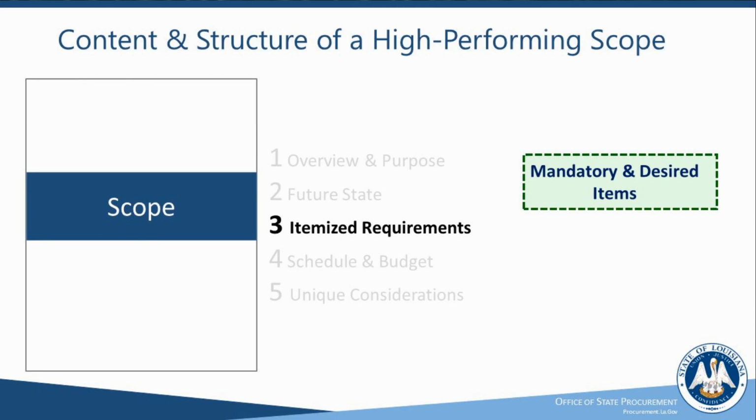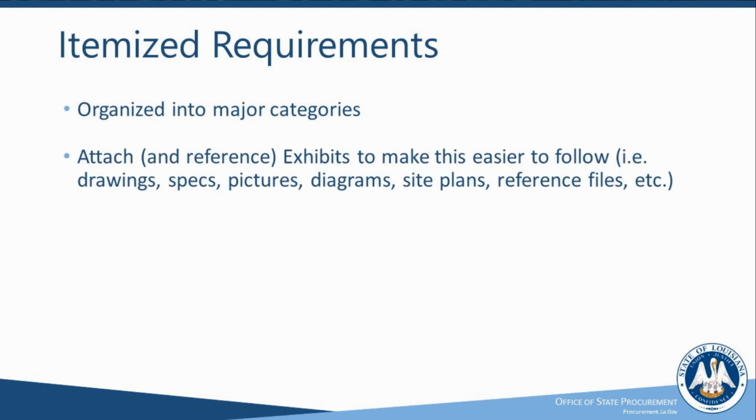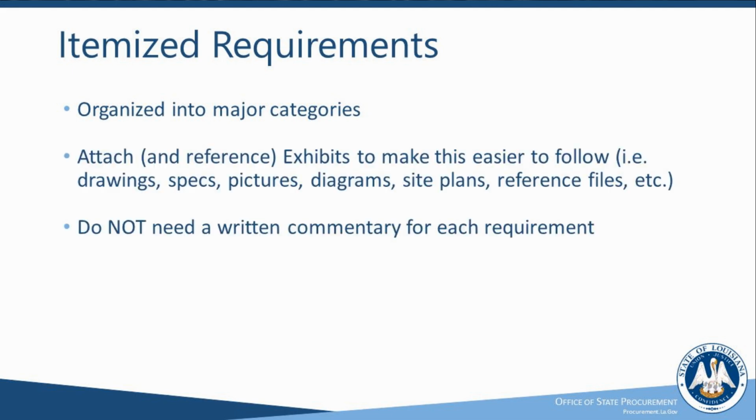Number 3 in your scope is the itemized requirements. This is where you're going to describe your mandatory and desired items. First, you want this itemized list to be organized, put it into major categories. I would attach exhibits if needed to make things clear. And you do not need to require proposing firms to respond to each itemized requirement in writing. So in other words, do not ask them to describe how their firm or their product meets every single one of these. Make that part of the rest of the proposal. Don't make them give an itemized written response to all of this.